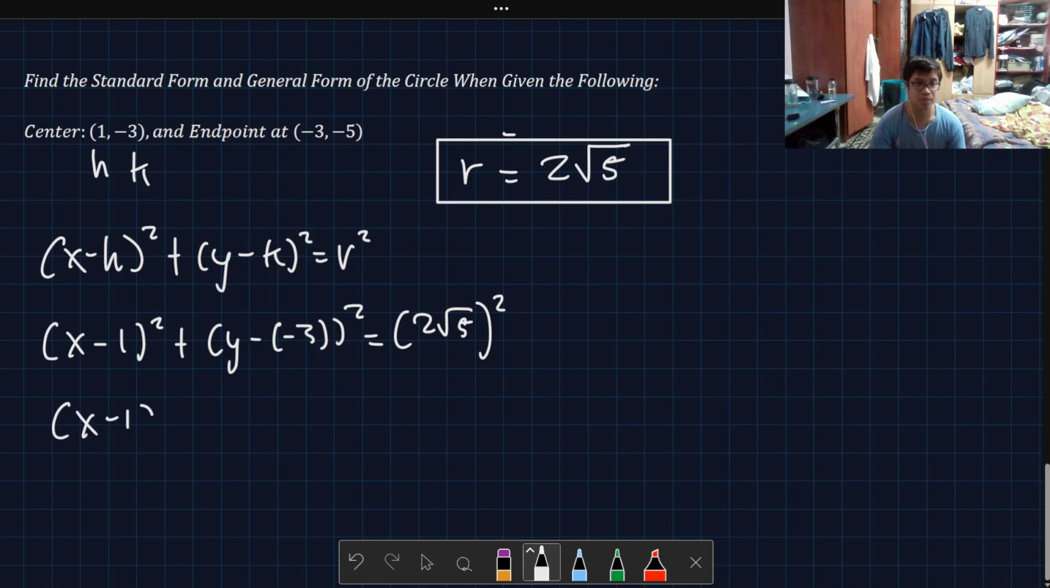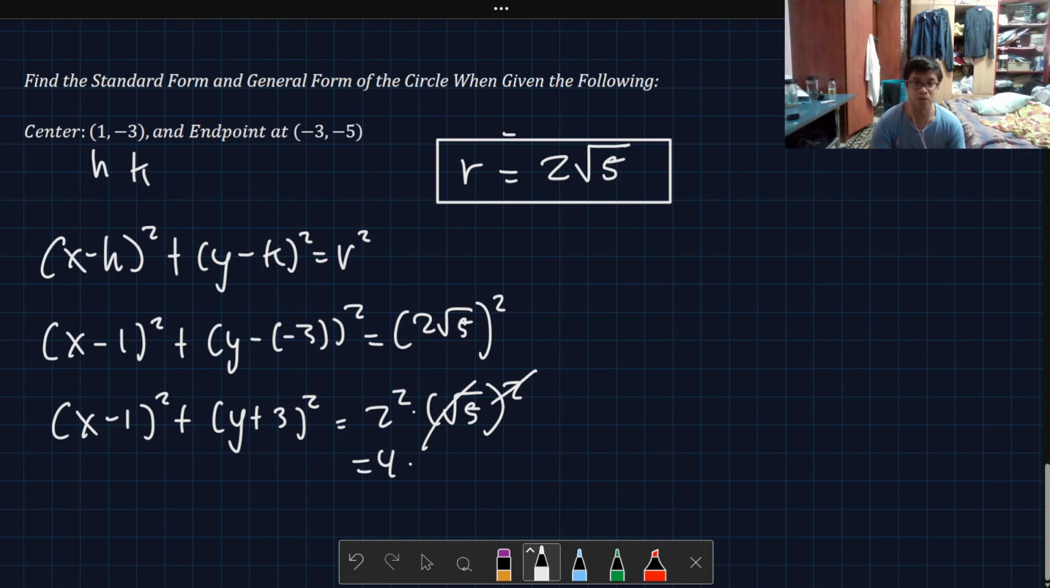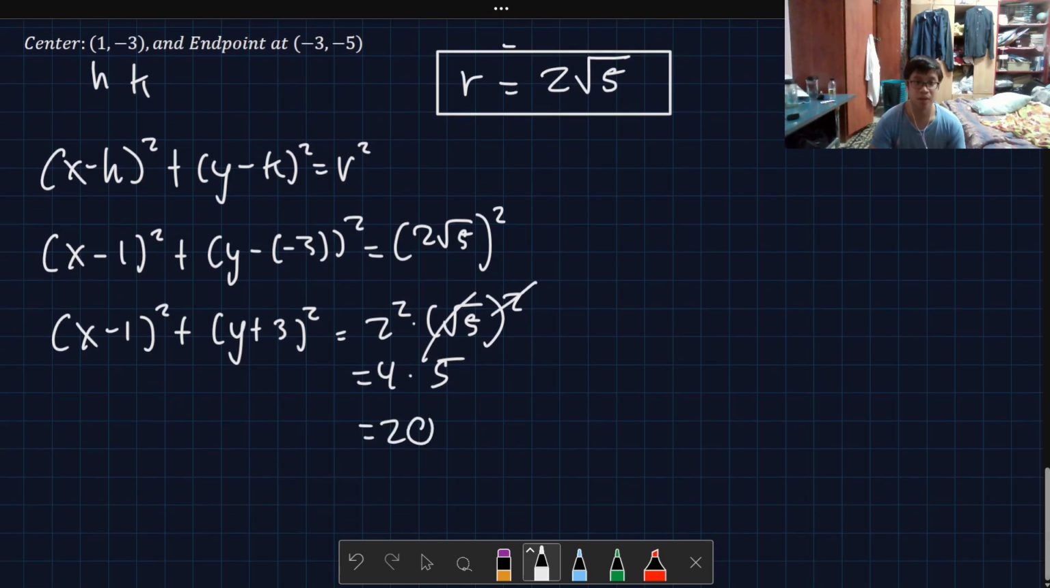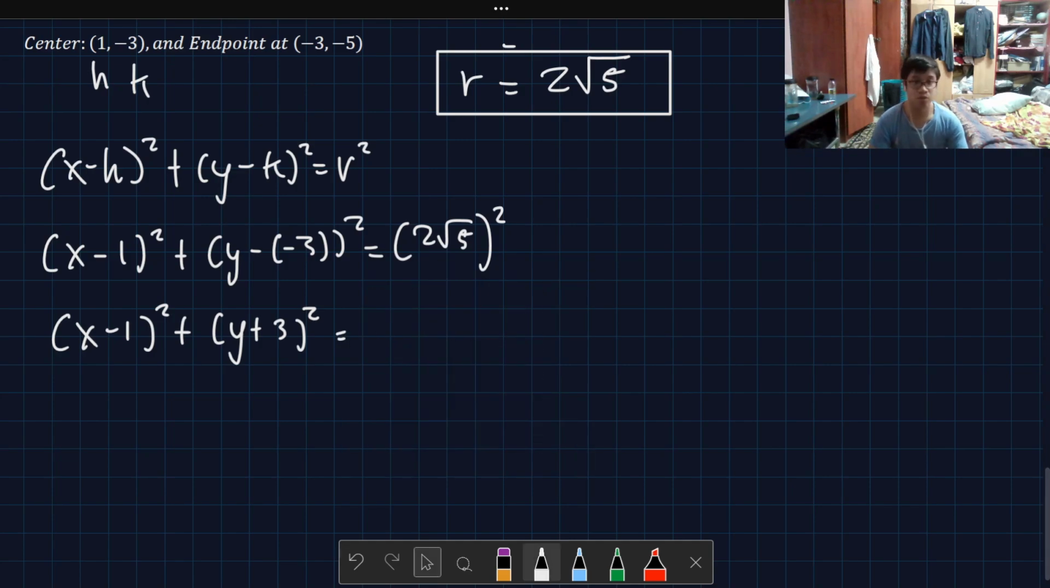Okay, so let's combine everything. Minus negative, so that means you will have plus 3 squared. Here, the square of 2 square root of 5 is just the same as 2 squared times the square of the square root of 5. So 2 squared is 4 times the square of the square root of 5. If you square a square root, the square root and the square will cancel out, so what's left is the base, which is 5. So 4 times 5 is 20. Therefore, the result overall is 20. So this is your standard form. Okay, we're good here.